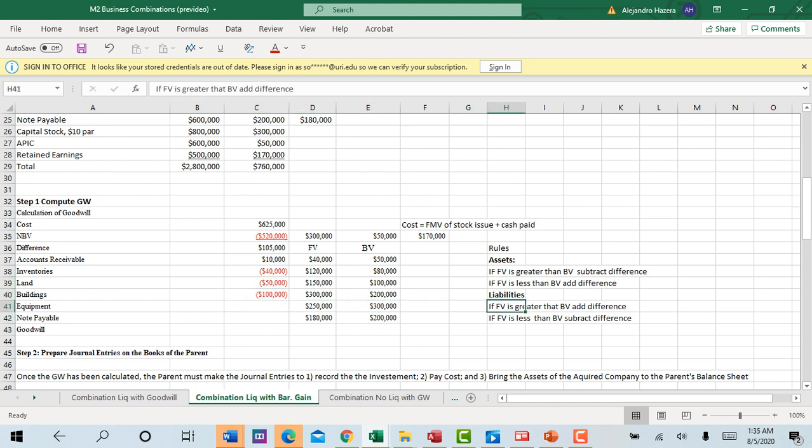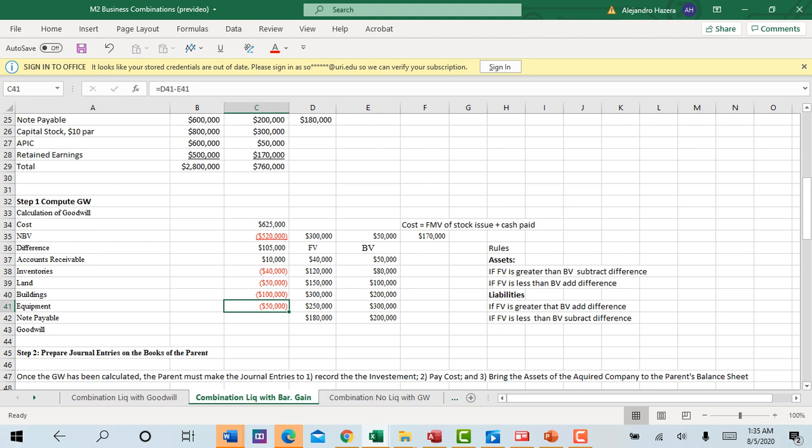Okay, then note payable. For a liability, if the fair value is less, then subtract it out. Now, the fair value is less. That makes the company worth more because they owe less. If you owe less money, that means your stock is worth more. We don't need to put a negative in front here because the fair value is less anyway, so negative 50.